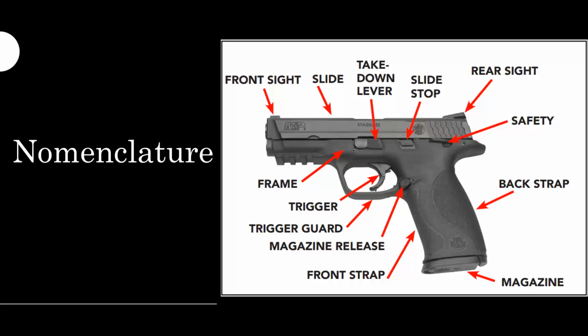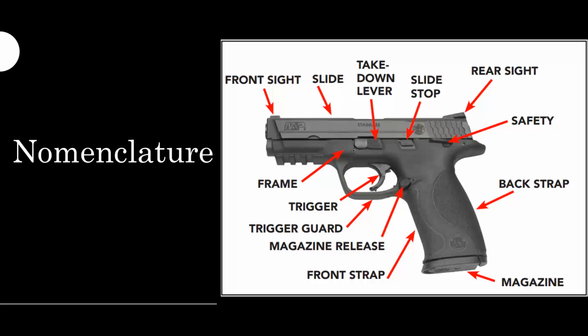You have the rear sight. Some weapons will still have an external safety, others will not. Your back strap, where the heel of your palm is going to hit. The magazine, front strap, where your fingers are going to interlace around it. Magazine release should be easily accessible by your thumb. Trigger guard to prevent the weapon from accidentally being fired. Your trigger. And then, of course, the frame.